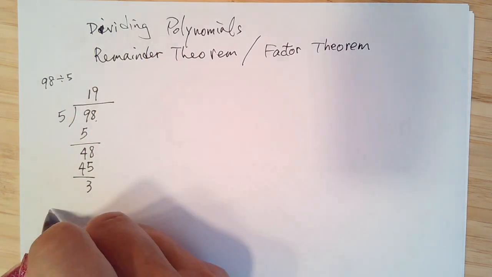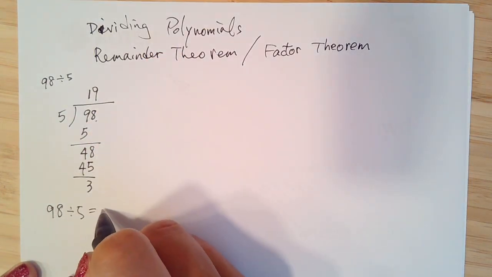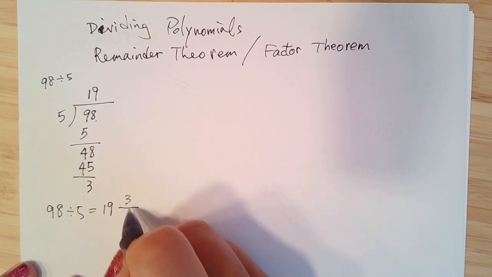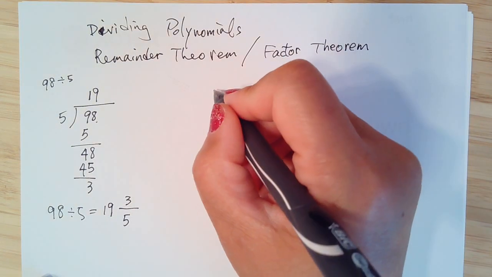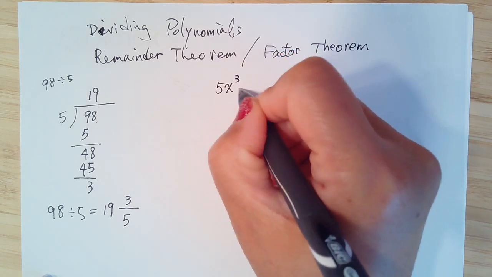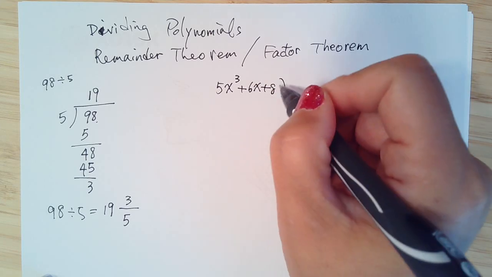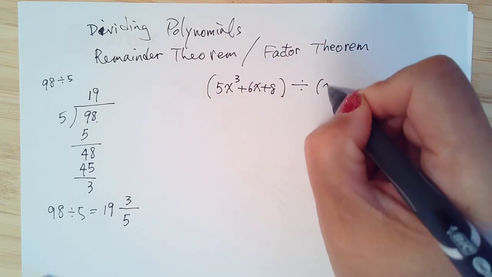So 98 divided by 5, the answer is 19 and 3/5. Isn't it? Okay, so very similar. I ask you to do that for this: 5x cubed plus 6x plus 8, divided by x plus 2.